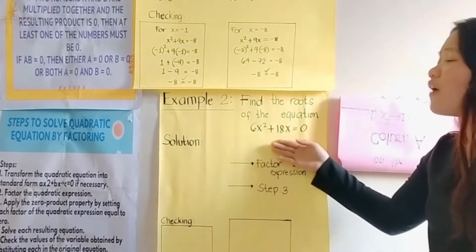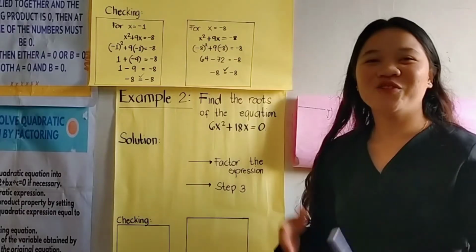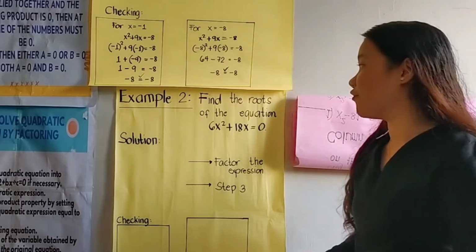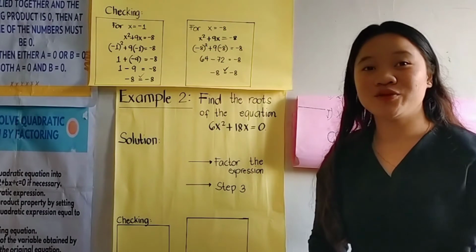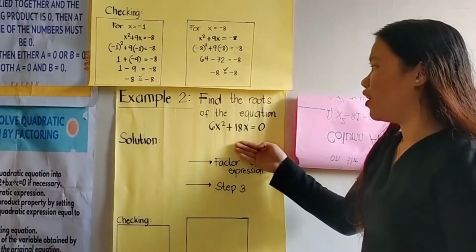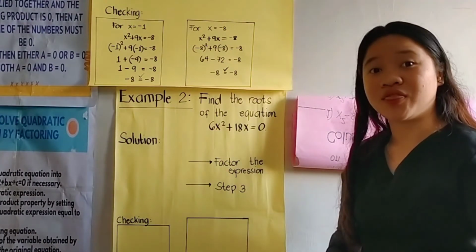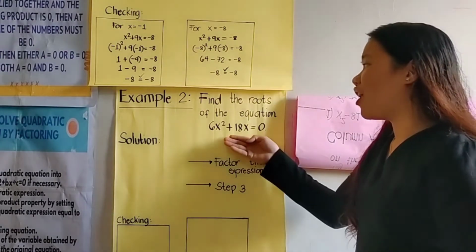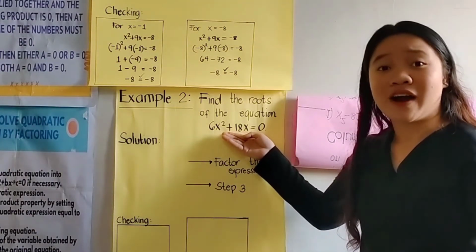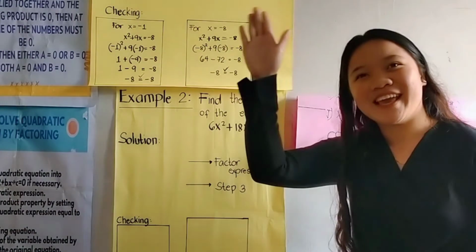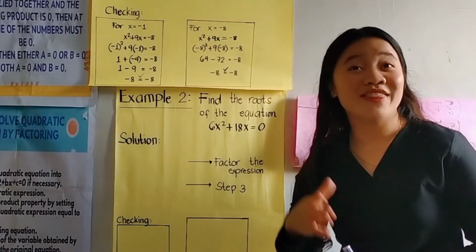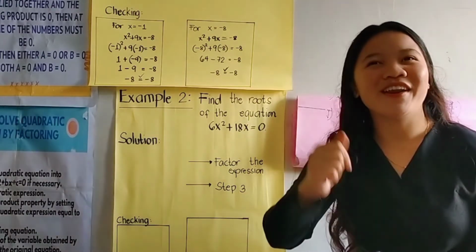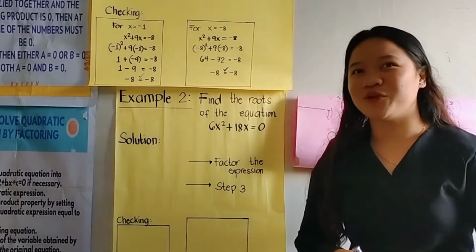Now, how do we factor this expression? What do you think is the factor for 6x squared plus 18x equals 0? What have you observed? They are factorable by 3, right? So, what are the factors that we could use to factor 18? Yes, Team Blue. Alright, you're correct. It could be 1 times 18. Yes, Team Green. Yes, 6 times 3.